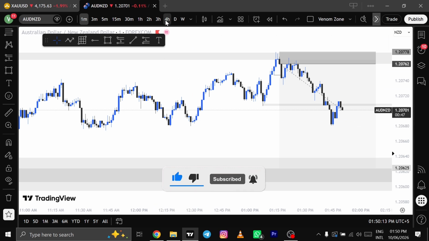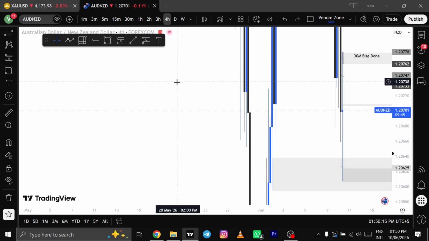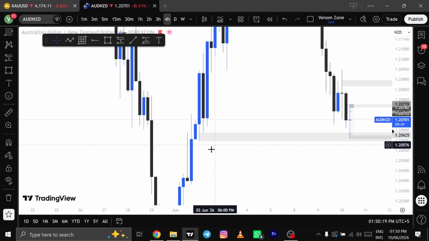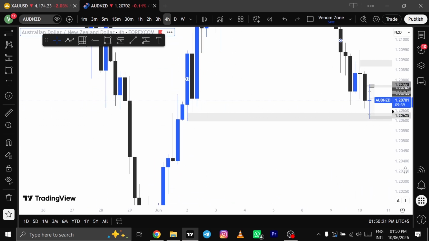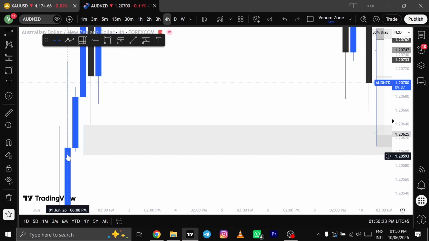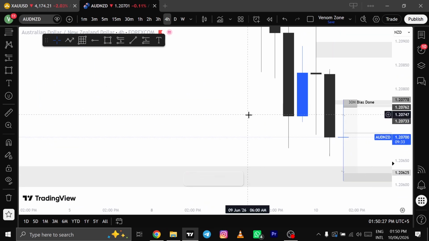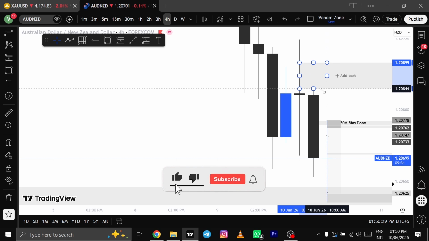So basically, I start with the 4-hour time frame analysis to identify the overall market bias. These are my bias. Market already has taken these bias. Okay, and now I just mark another bias of 4 hours. These are the bias of 4 hours.